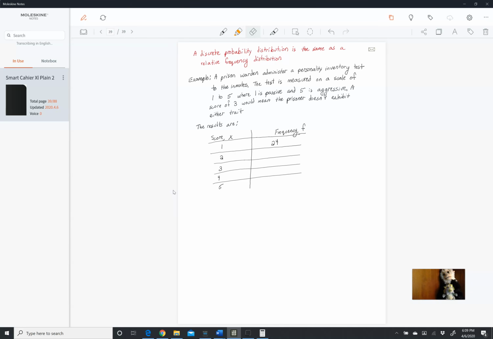So remember what that means. The frequency distribution has to do with the number of inmates. These are not probabilities yet. We haven't figured that out. There were 33 inmates who scored a 2, 42 who scored a 3, 30 who scored a 4, and 21 that scored a 5. Okay, so now we're going to create the probability distribution from this frequency distribution. So keep in mind that these are different. This is a frequency distribution here.